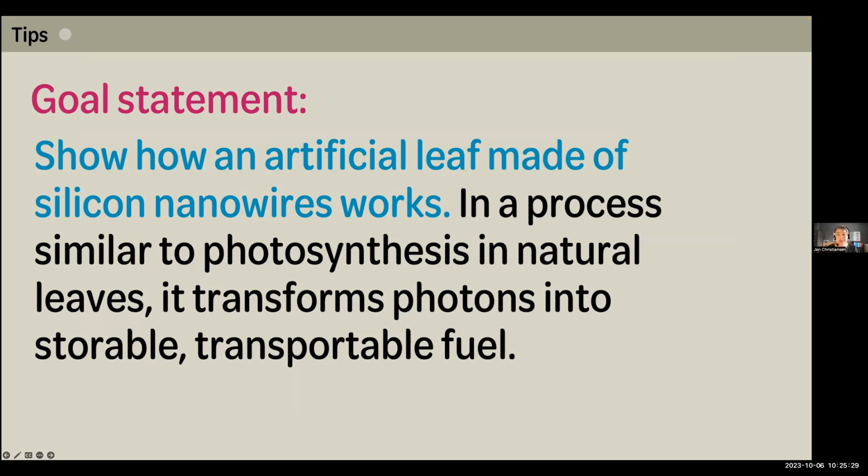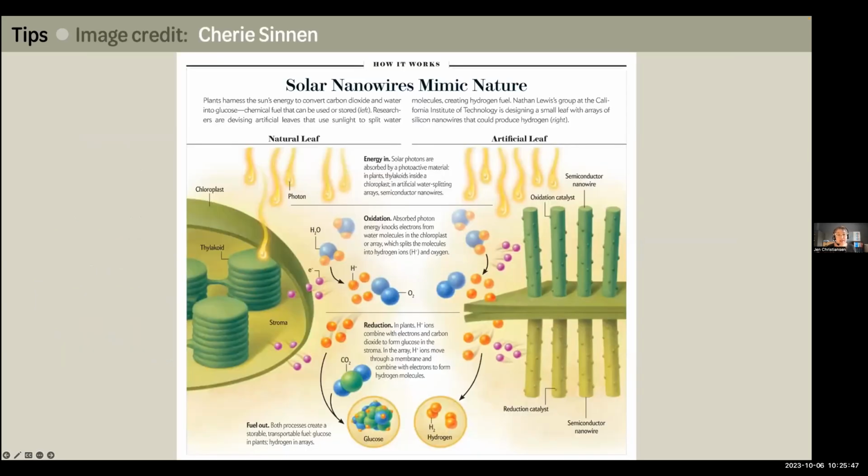And here's one more for an illustration I showed earlier. This goal statement was: show how an artificial leaf made of silicon nanowires works. In a process similar to photosynthesis in natural leaves, it transforms photons into storable, transportable fuel. And here you can see that artist Sherry Sinin honored the goal statement by showing not only how an artificial leaf works, but also how it compares to natural photosynthesis.